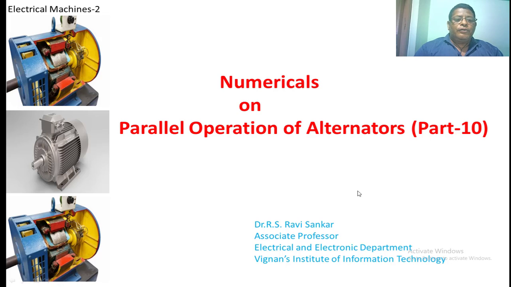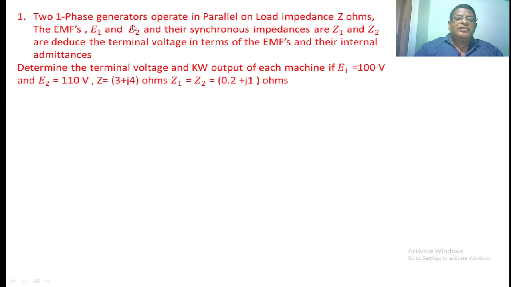In this class, we are going to discuss numericals on the parallel operation of alternators. Two single phase generators operated in parallel with a load impedance of Z ohms. The EMF induced in each generator is E1 and E2, and their synchronous impedances are Z1 and Z2. Deduce the terminal voltage in terms of EMFs and internal admittances.